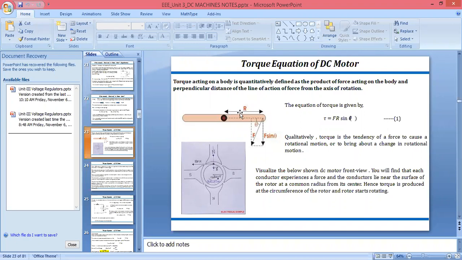So here R is nothing but the radius of rotation, the radius of the line of action that is rotating just because of the given force, and F is nothing but the force. So here we can calculate torque as force into radius into sin theta.